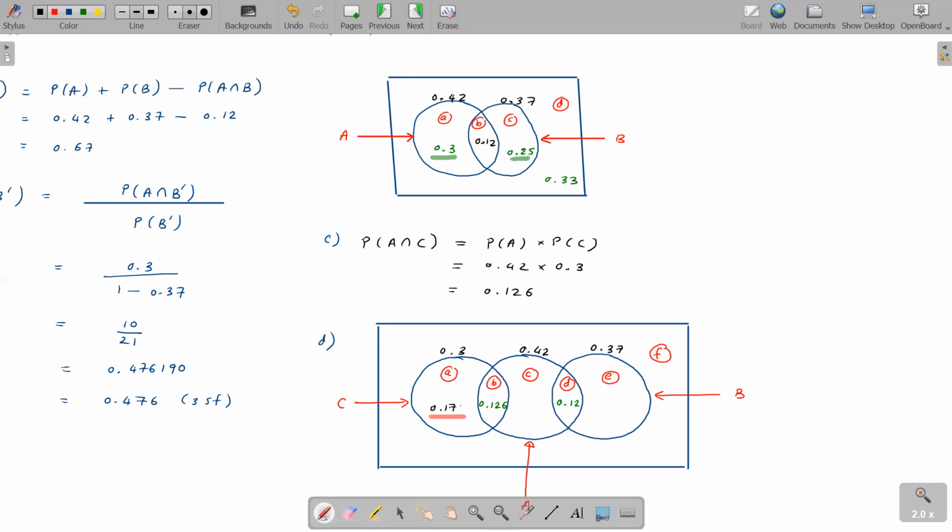0.174. And then you can also easily get the value of region C. So all these regions must be filled, because that's what they say, find the probabilities of all the regions. So all the regions must be found. How do you find the probability of region C?